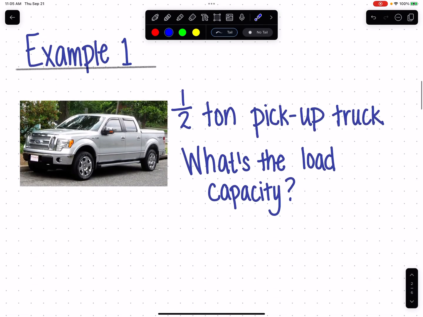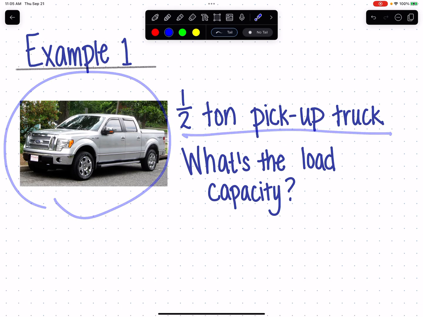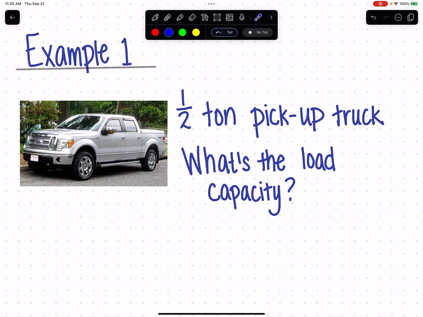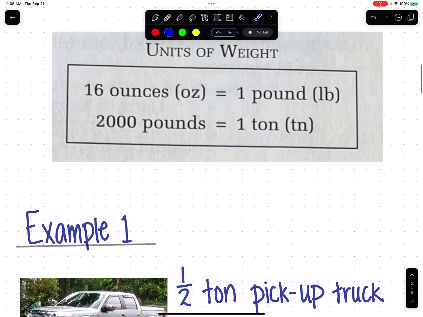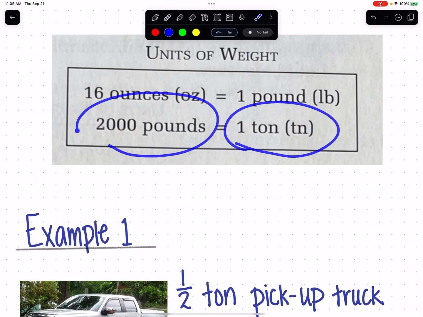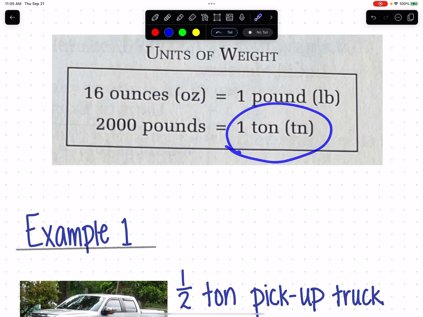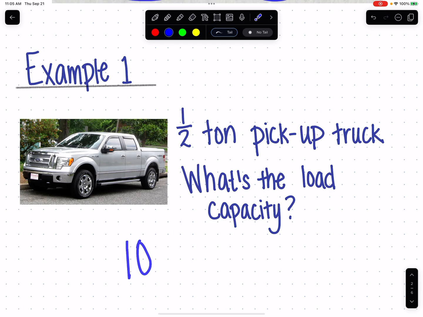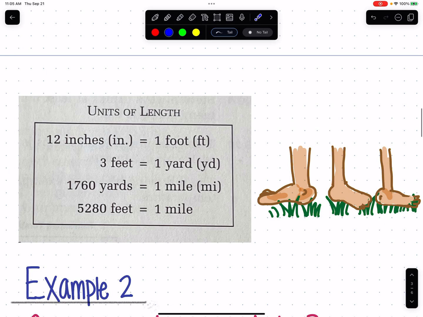Okay, let's go over an easy example. You'll have this done in your head before I even explain it. But if you look at a pickup truck, and it's a half-ton pickup truck, it can carry a load of half a ton. So then it asks, what is the load capacity in pounds? So if it can carry half a ton, let's look at the table. 1 ton is 2,000 pounds. So if we are at half of a ton, then it's half of this. So the answer would be 1,000 pounds. You probably already knew that. Okay, so let's jump to the second example.